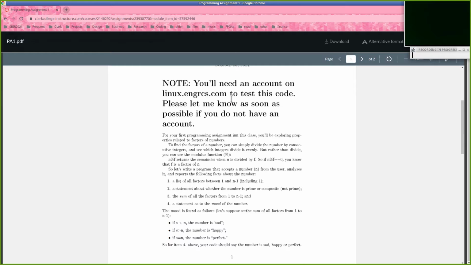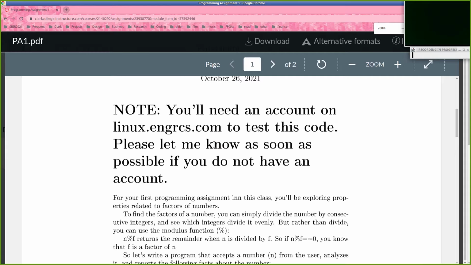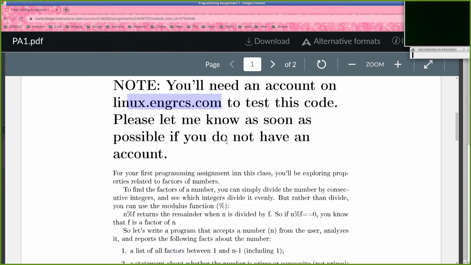The code you submit should be plain old generic C code, and it should be code that runs on the Linux server. So if you already are taking 224, you've got an account on the Linux server. If you're in 215 but not in 224, send me an email. I'll set up an account, let you know that it's ready to go. And your code has to run on the server here, so if you develop it in some other environment but it doesn't work for me, that'll be a problem.